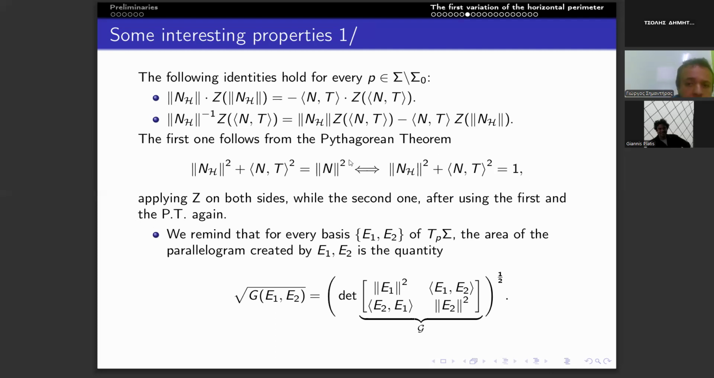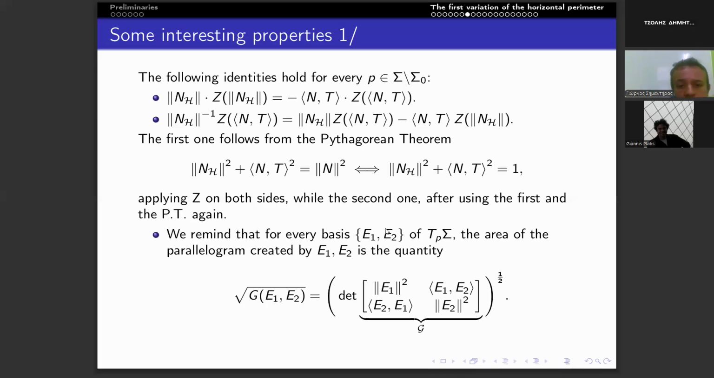Here we have this that is equal to 1. So we apply the vector field Z on both sides, and we take the second identity after using the first and the Pythagorean theorem again. Now, in order to go for our main theorem, we just need some things from elementary differential geometry.